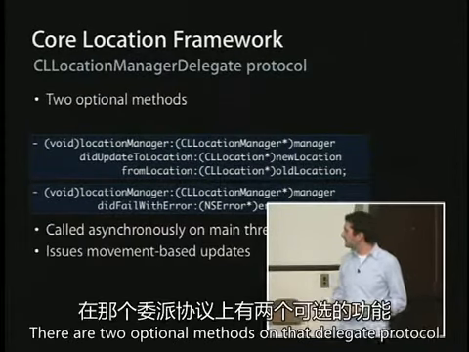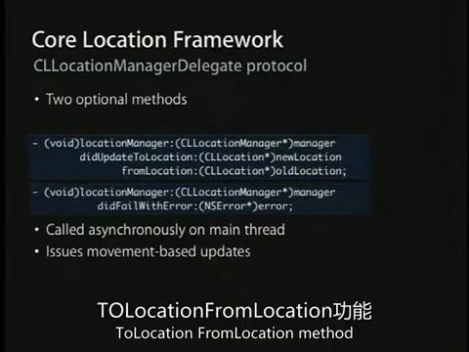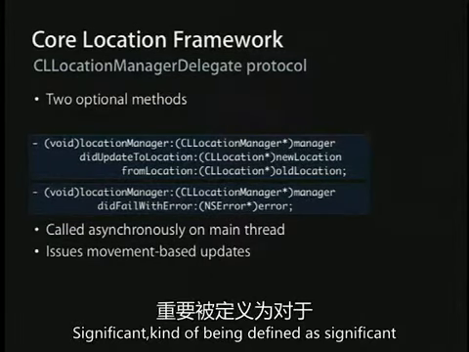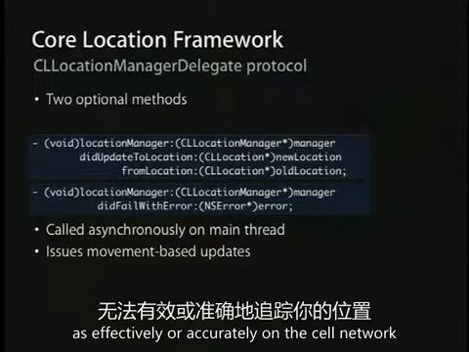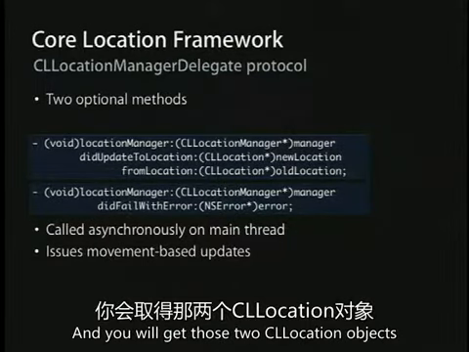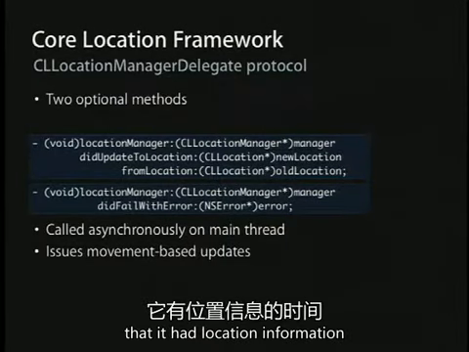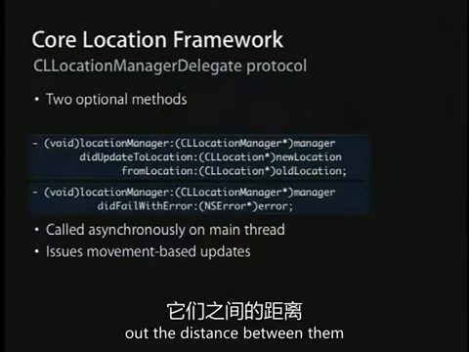So let's take a look at this. There are two optional methods on that delegate protocol. There's the locationManager:didUpdateToLocation:fromLocation: method, and that will be called when a significant change has occurred in the user's location. Significant is defined as significant for the particular source type it's currently using. So you'll get the updates more often on GPS than you will on the cell network, because it can't track your location as effectively or accurately on the cell network. And you'll get those two CLLocation objects. The new location will be timestamped for the current time, the old location for the last time that it had location information, so you can tell how long it's been since the last notification you got, and you can figure out the distance between them.